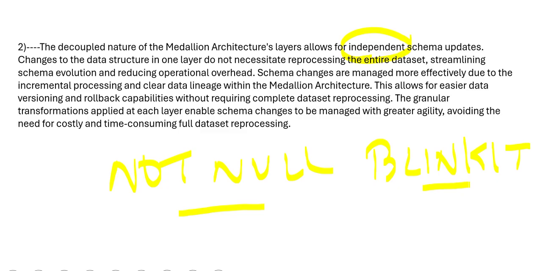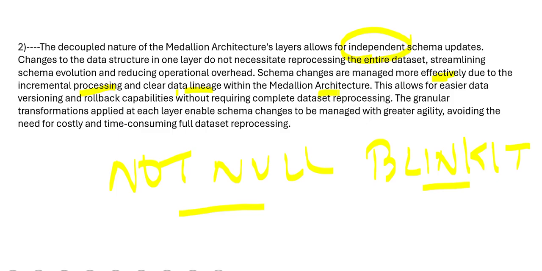Suppose you forgot to add a field, or there is a business change, some acquisition happened because of which new fields need to be added in the table. That is a valid reality. In that case, if you have to repopulate the old data also, that will be difficult. Schema changes can be managed efficiently and effectively due to incremental processing and clear data lineage in medallion architecture.